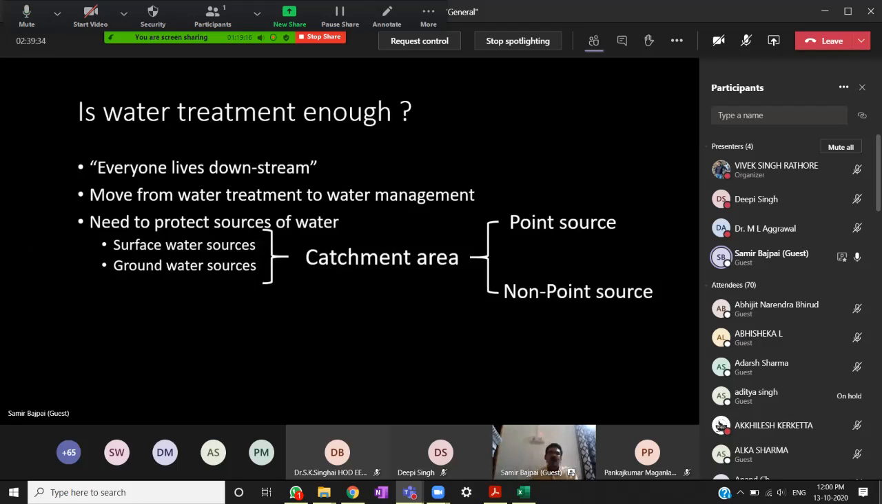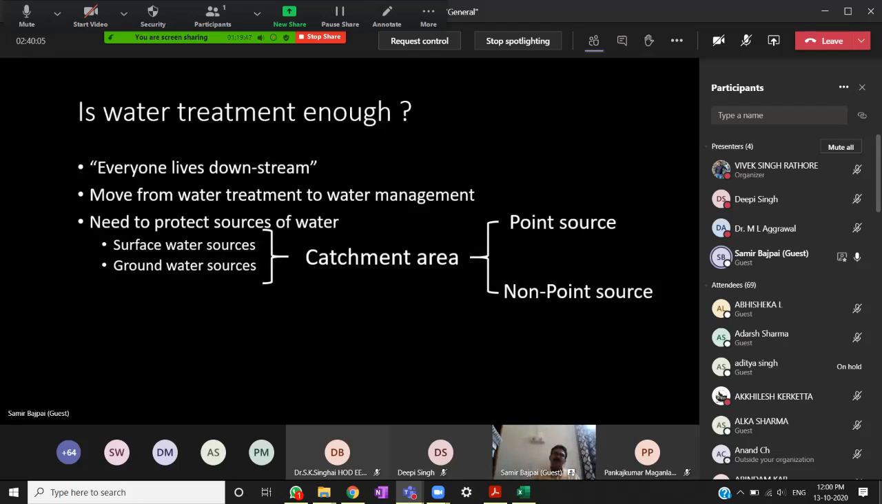So everyone lives downstream actually. Like in your city, from a river you are getting water, but there is another city upstream of the river, and another city upstream of that, and another city upstream of that. All these cities, all these people are disposing of their solid waste and liquid waste, and ultimately this waste will flow to the lowest contour, and the lowest level is the water body, because water is always available at lower levels.